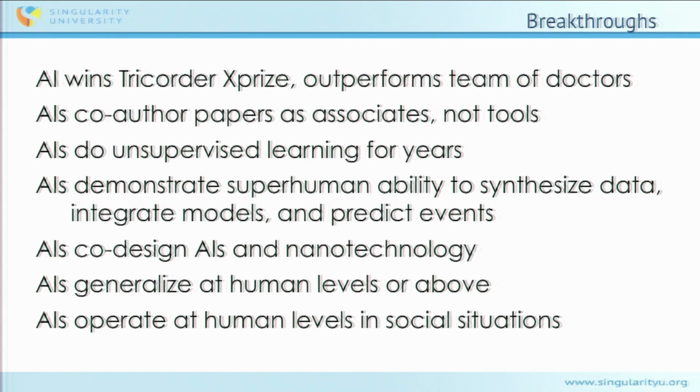So some breakthroughs that you can expect to see: an AI winning the Tricorder X Prize and outperforming a team of doctors, AIs co-authoring papers, AIs doing unsupervised learning, co-designing other AIs and nanotechnology. They already demonstrate some superhuman ability that's going to get better. AIs generalizing at human levels or above. And the hardest thing on this list, AIs operating at human levels in social situations, a truly challenging task.